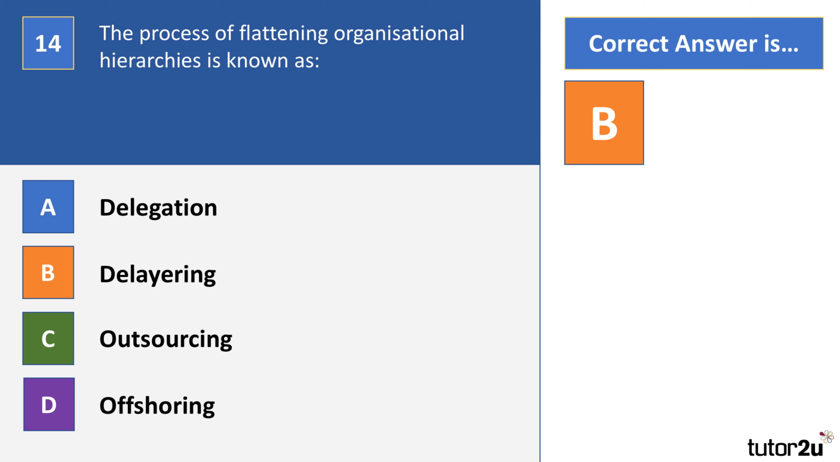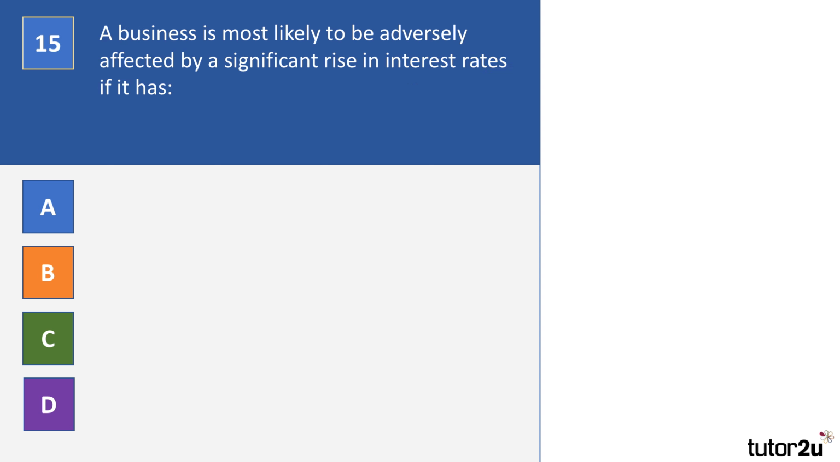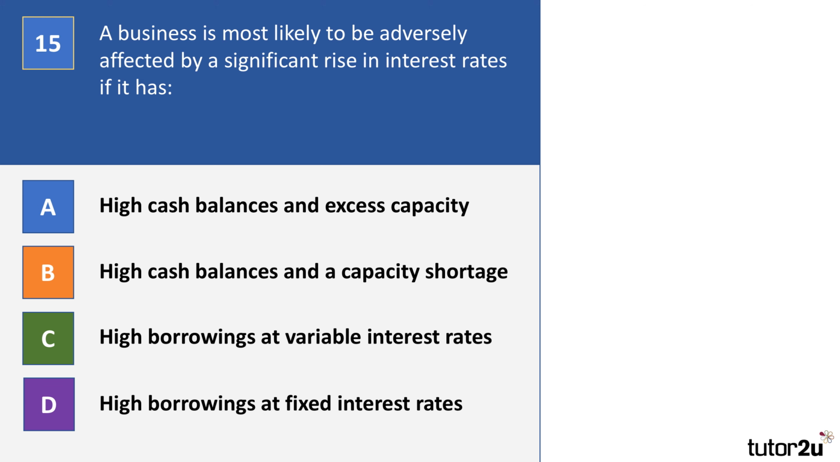But a simple question. And then one just to finish off, it's actually a year 1 concept, but with a little bit of year 2 as well. Here's question 15. A business is most likely to be adversely affected by a significant rise in interest rates if it has what? Here are your four options. Pause the video, have a think, and then make your choice.